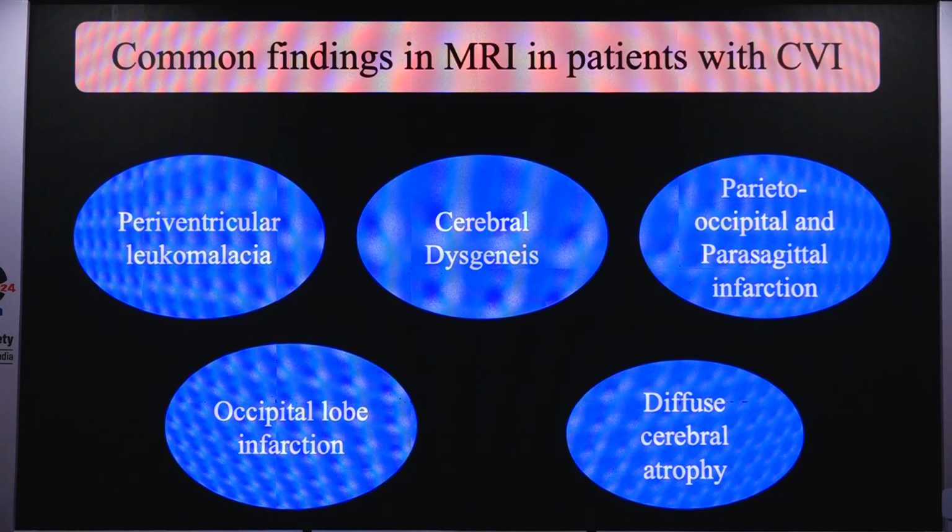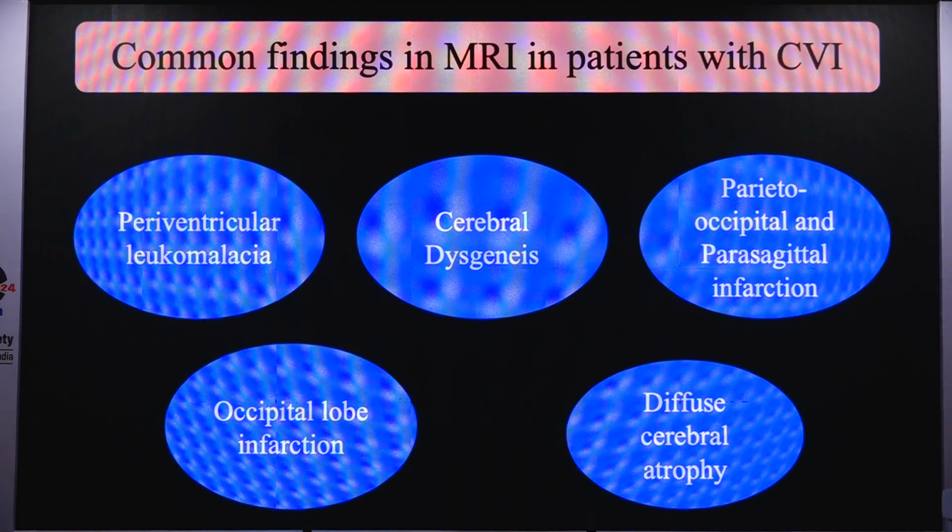Some of the common findings which you can expect in MRI include, the commonest finding is periventricular leukomalacia. They can also have cerebral dysgenesis, parieto-occipital and parasagittal infarction, occipital lobe infarction, and diffuse cerebral atrophy.